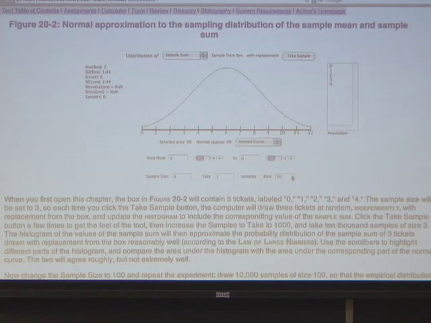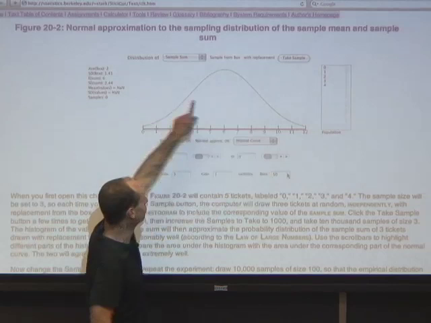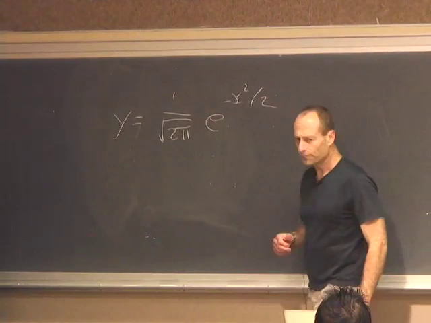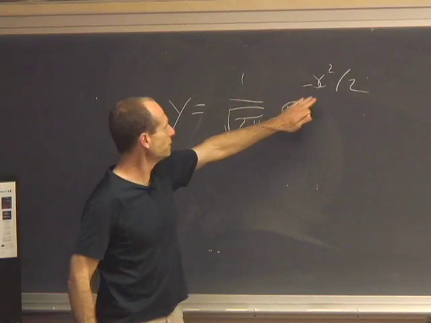But first, let's talk about the normal approximation to the probability distribution of the sample mean and sample sum of draws from a box of tickets. This curve here is the normal curve, and it has the equation y equals 1 over the square root of 2 pi, times e to the minus x squared over 2. I don't care whether you memorize this, but I want you to recognize how it depends on x: only through the value of x squared.